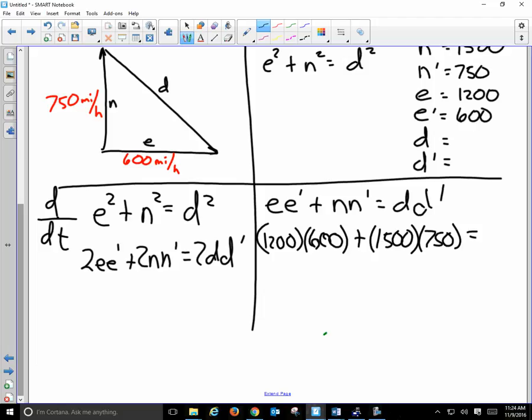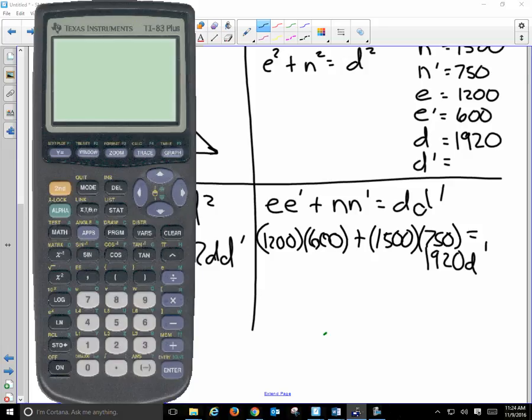Uh-oh, we haven't figured out D yet. Can you figure out the current distance? How? What do I use for N? Do I use 1,500 or 750? 1,500, that's the distance. Adam, take it away, bud. 1,500, 1,200. We got 1920. So we got 1920 D prime.